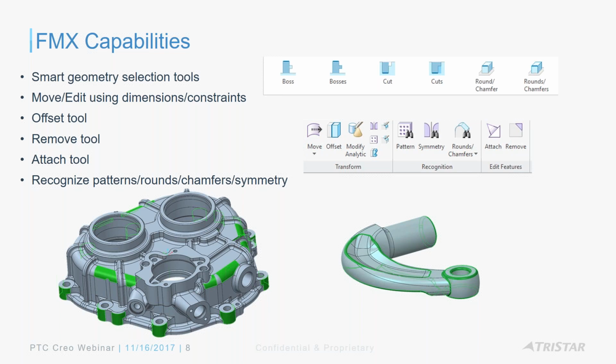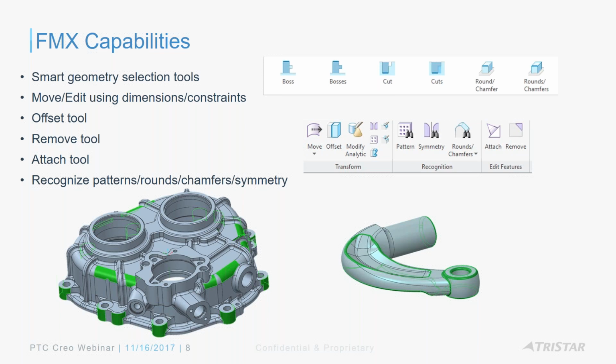Editing rounds and chamfers, you can recognize rounds and patterns, including symmetry. If you have a symmetric model, just select the two geometries that are going to be symmetric, and it will identify the symmetry. So when you make a change on one side, you can allow that symmetry recognition to drive the change on the other side, right? It's pretty easy to use.